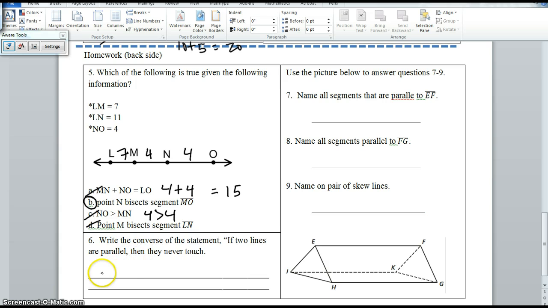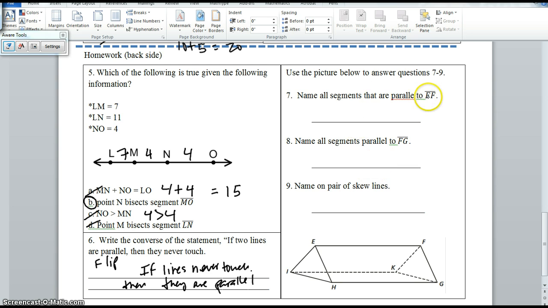Write the converse. Just so I can save time, the converse, remember, is the flip. So if two lines are parallel, then they never touch. So it should read something like, if lines never touch, then they are parallel.